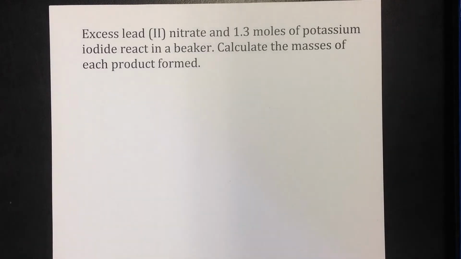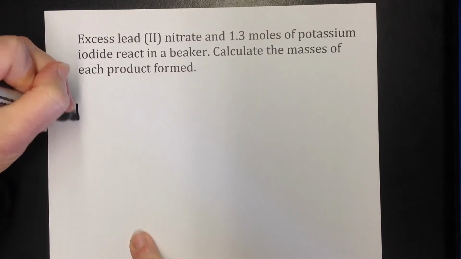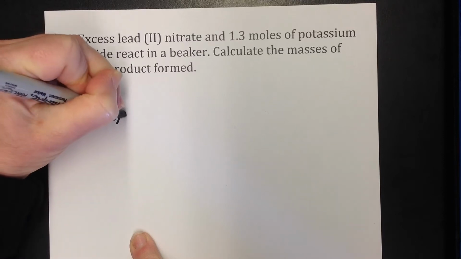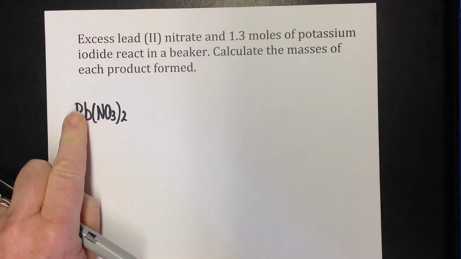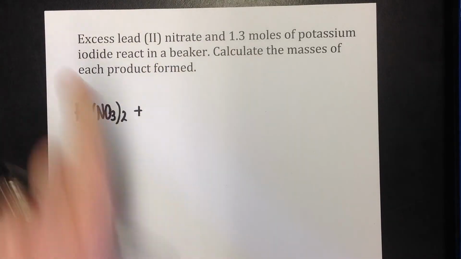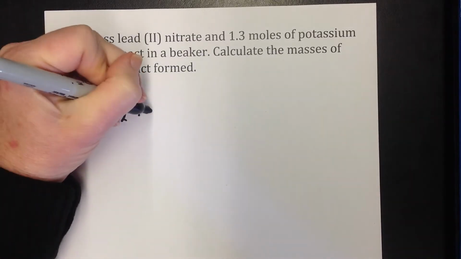Now, what I can see is I am putting lead 2 nitrate, which is an ionic compound, with potassium iodide, which is also an ionic compound. That means that what I have here is a double displacement reaction. So we're just going to go ahead and write down the lead 2 nitrate, which is Pb(NO3)2. I got that from crisscrossing lead with a +2 charge with nitrate, which had a -1, plus potassium iodide. Potassium is K +1, iodide is I -1, so that is KI.